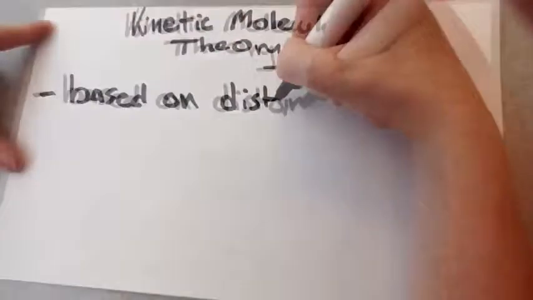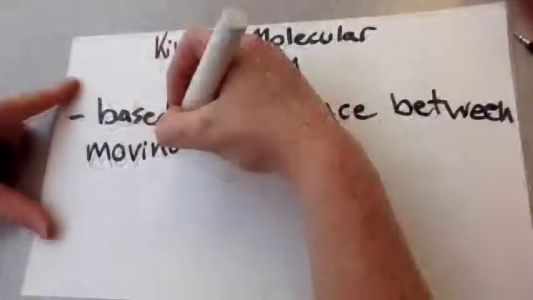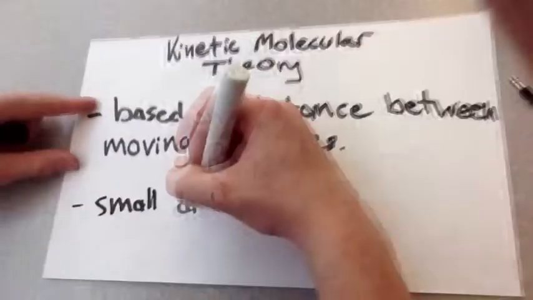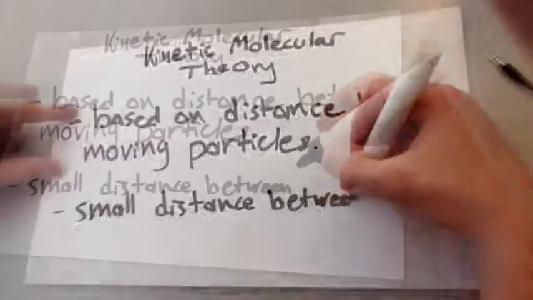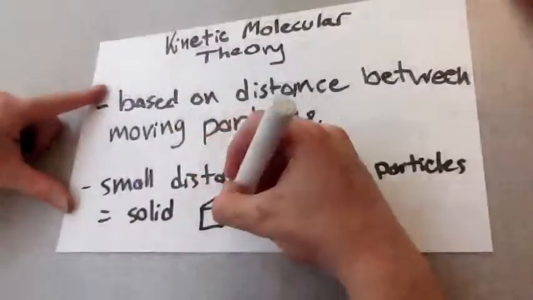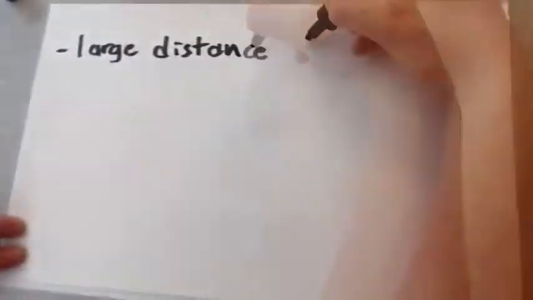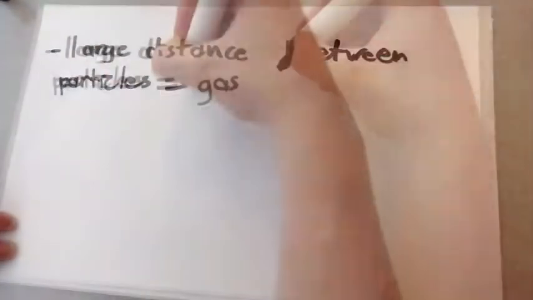Kinetic molecular theory. This theory is based on distance between moving particles. If there is small distance between the particles, then it's a solid. If there is large distance between the particles, then it's a gas.